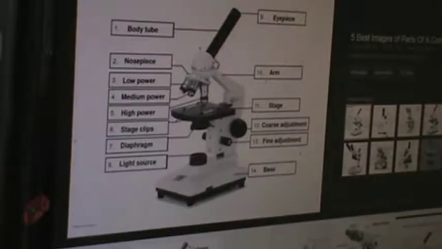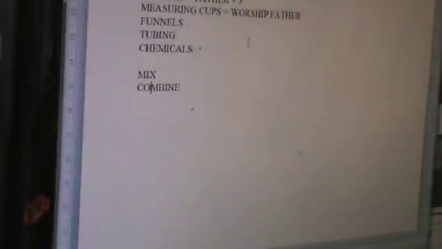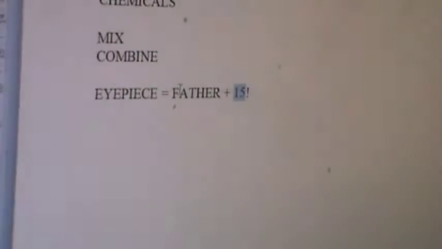Oh my, and then you have the body tube. This is so crazy obvious for Father. So what's on top? Well, the eyepiece is on top, so let's solve the eyepiece for the Father. We are solving the microscope for the first time in world history, in the name of the Father. Okay, so eyepiece is glaring for Father. It equals number. It equals Father plus the great 15 for the Trinity, 3 times the third prime.